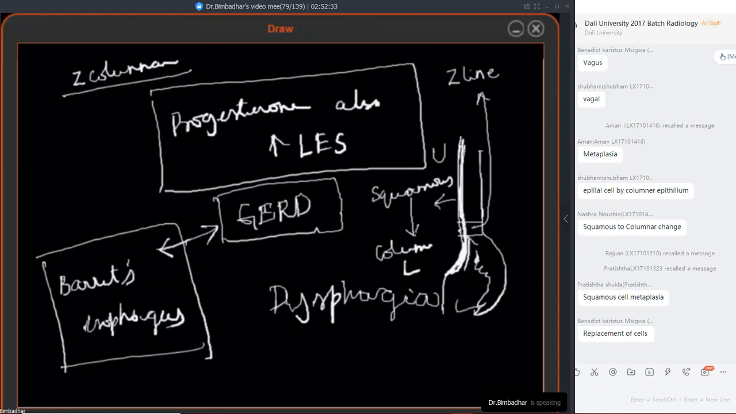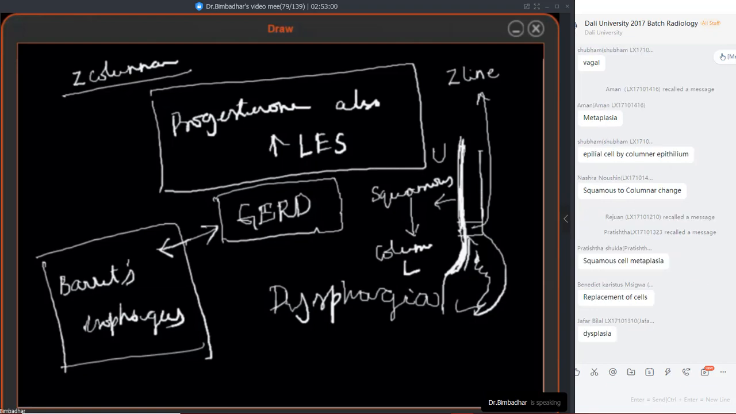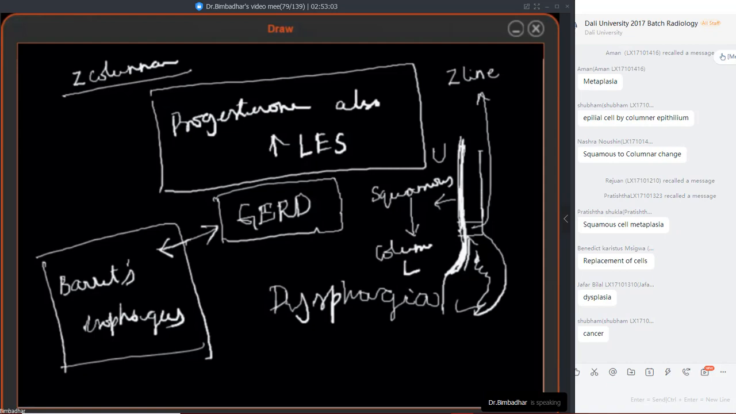Barrett's esophagus is the change of squamous epithelium into columnar epithelium, which is metaplasia. Now, let us say more and more acid is still being secreted onto this columnar epithelium, which is already formed in Barrett's esophagus. What will it eventually lead to? Overstimulation again happening in the columnar epithelium leads to dysplasia and cancer.